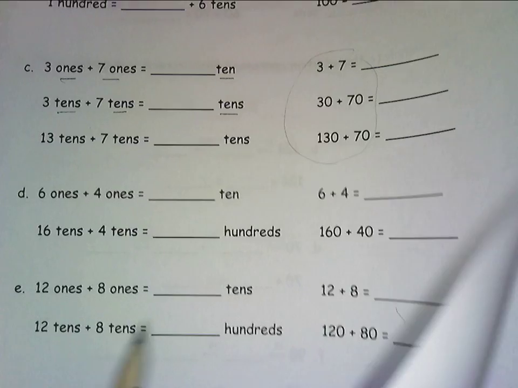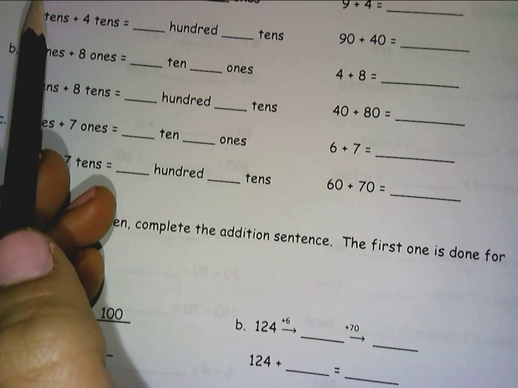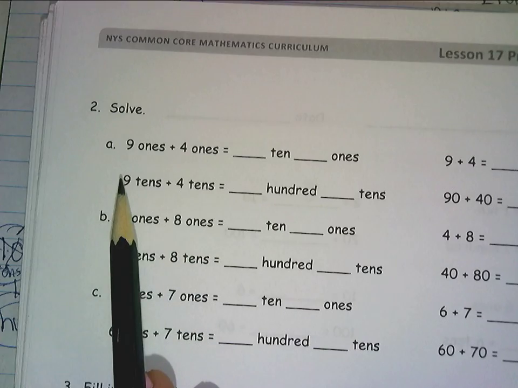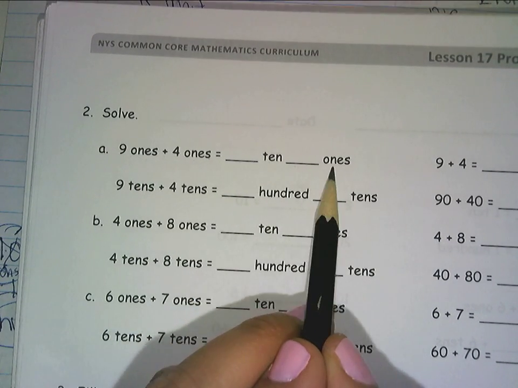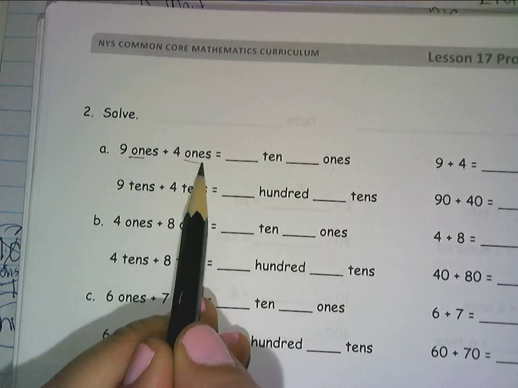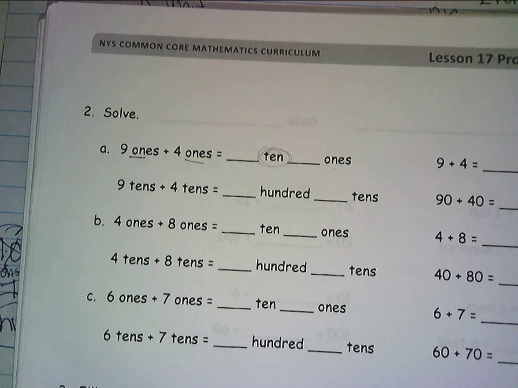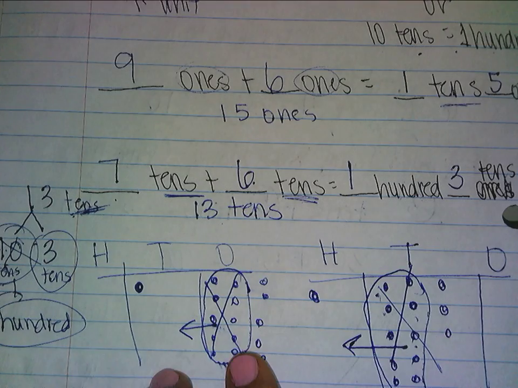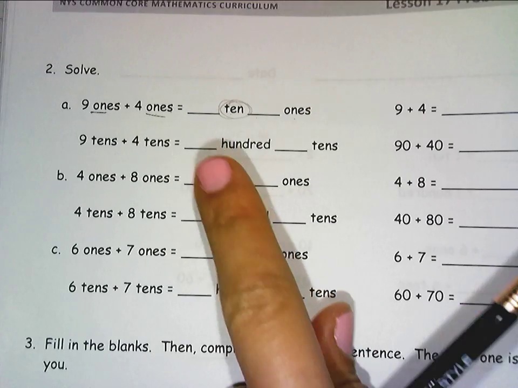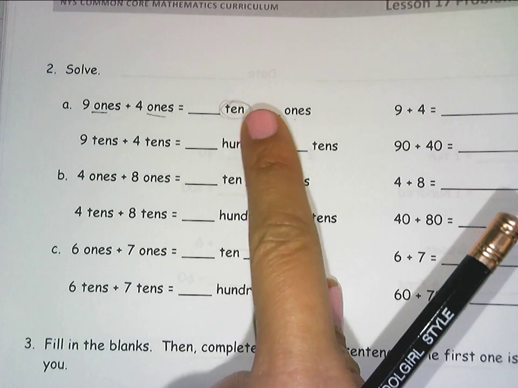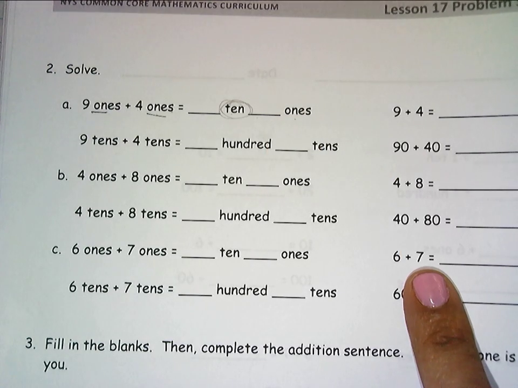On the back is where you're composing. So here, let's look at number 2A. It says 9 ones plus 4 ones equals blank 10 blank ones. Remember, this is where you're composing that higher unit. If you need to, use a place value chart just like I was, draw your ones, then see if you can compose a higher unit of 10 and see how many ones you have. And once again, they have the expanded form here to help you.